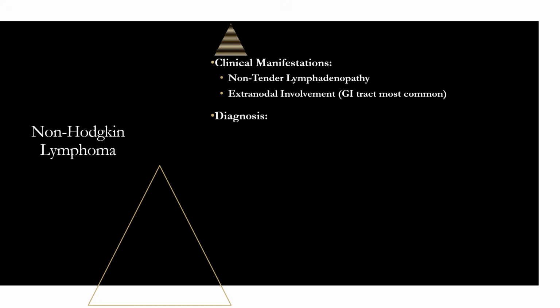Diagnosis, again, just like in Hodgkin, there's not a lot to know here. Cut it out, biopsy it, and stage it with imaging. So excisional biopsy, PET CT for staging. Treatment, again, I don't think you're going to get a question about treatment, but just remember it's a combination of chemo and radiation. The most common chemo regimen for non-Hodgkin is going to be something known as R-CHOP.